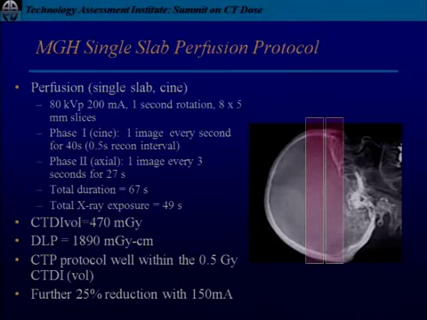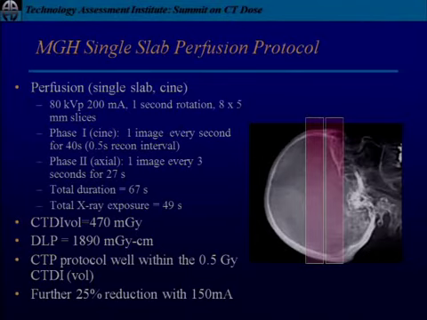In phase 1, we acquire one image every second. We are rotating every second, and we are reconstructing an image every 5 seconds. And in phase 2, which is an axial scan, we acquire an image every 3 seconds. So early on, when the bolus is coming in, we are doing fast imaging, and later on, we are doing slow imaging when we are in the venous phase.